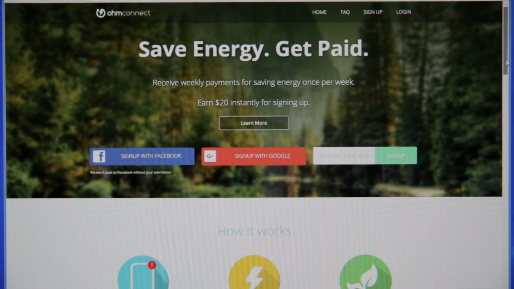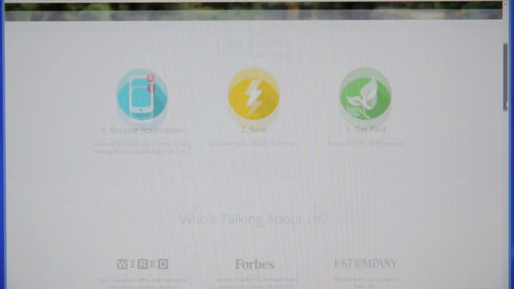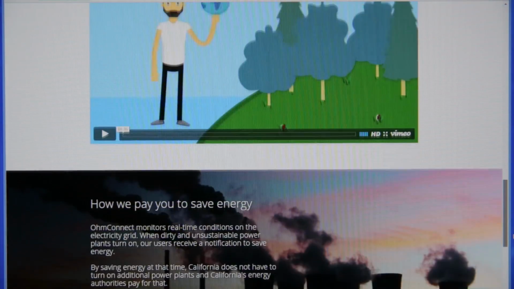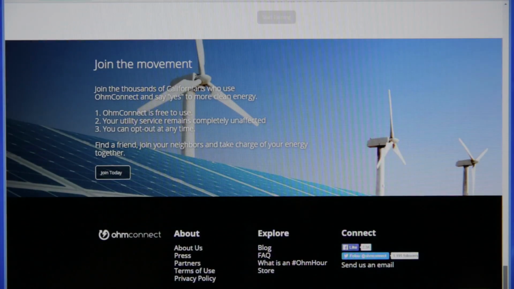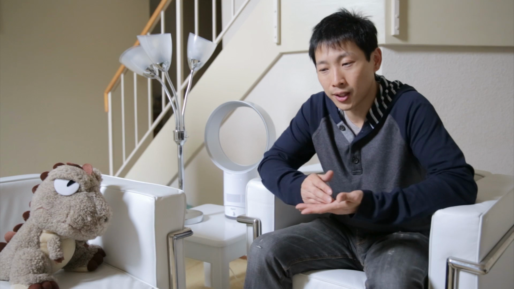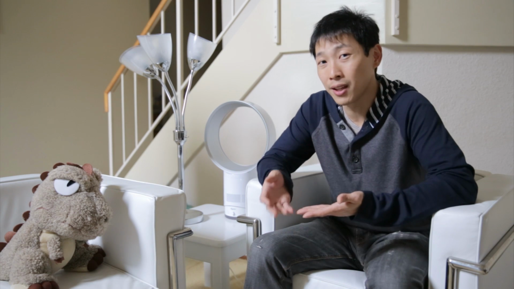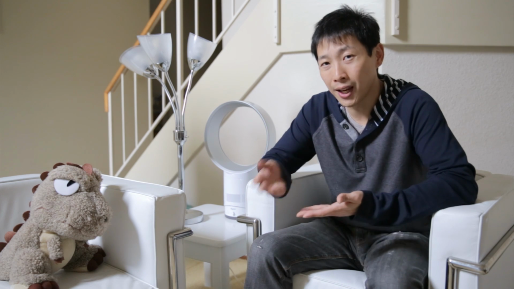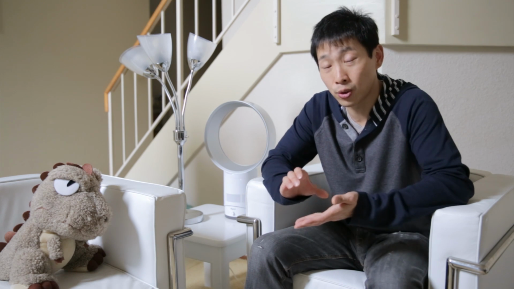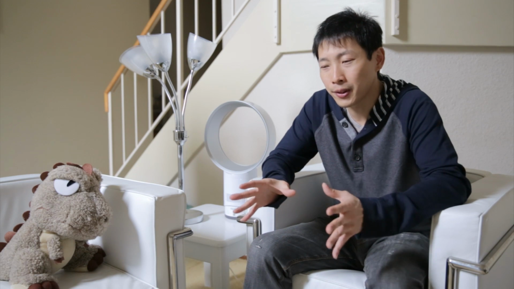OhmConnect actually started as a hackathon project where they try to reduce the carbon emissions of people just using some great idea. The way it works is like this. When you don't use your electricity, normally you don't have to pay for that. But on top of not paying for that electricity, you actually get paid money for that portion of electricity that you don't use. So how do they do this?